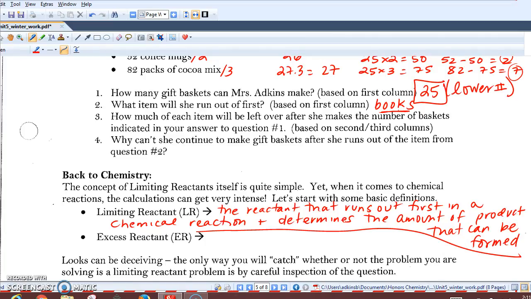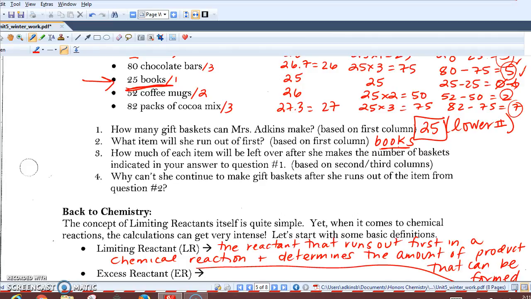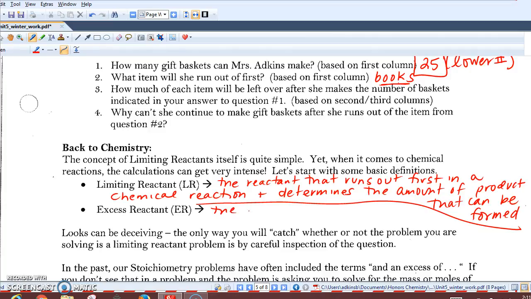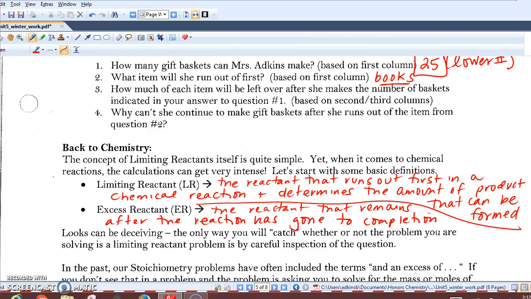Now, excess reactant, if we look up here, all these that we had leftovers of, those would all be considered excess reactants. So it's the reactant that remains after the reaction has gone to completion. All right, so we abbreviate those LR and ER, and you'll see those popping up.